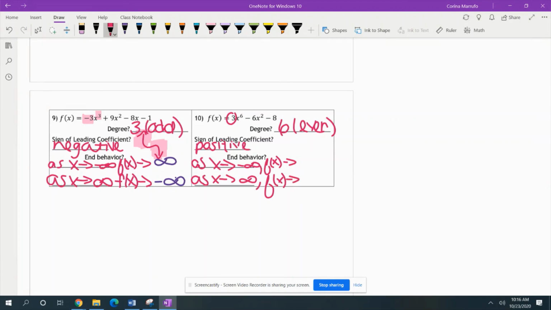Here we said it was even, so they're going to be pointing in the same direction, and it is positive, so they're both going to be pointing up for our end behavior. Usually it's just like a little W on the bottom or some little shape like that. Since it's pointing to the top on the left side, this part is going to go up to positive infinity, and the part on the right side is also going to positive infinity. So that's what we put here.